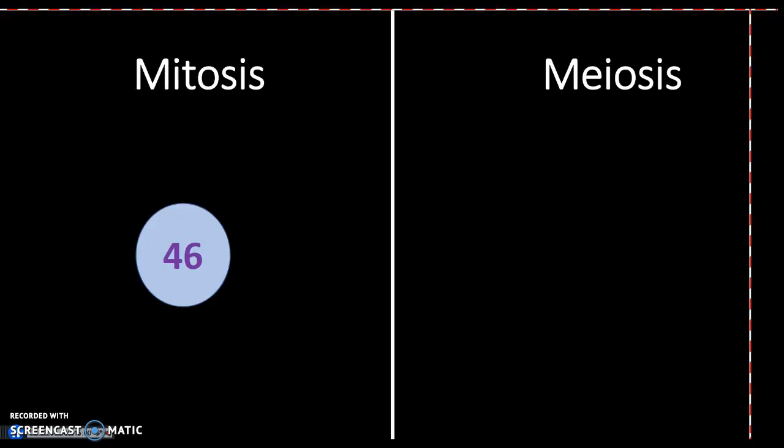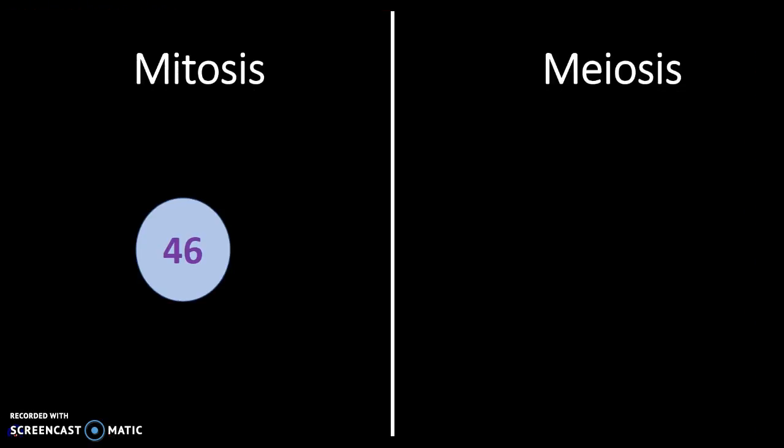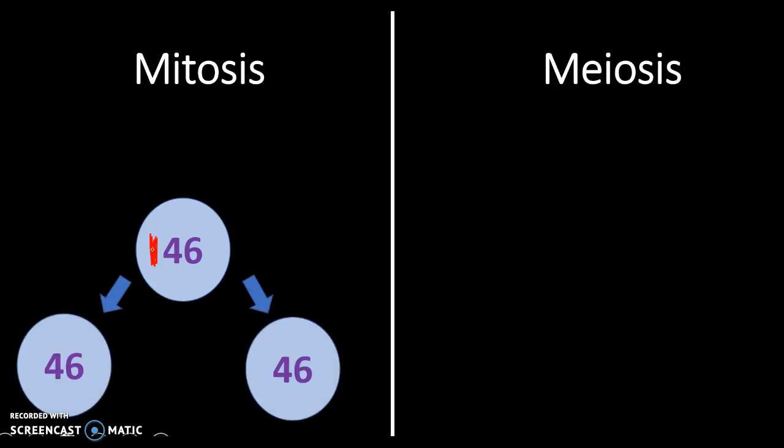So if we look at mitosis, we started off with 1 cell that had 46 chromosomes. And remember, these are somatic cells, or cells of your body. Through mitosis, that cell is going to divide, and we're going to end up with 2 daughter cells, and each one is going to have 46 chromosomes as well. So let me show you how that works out.